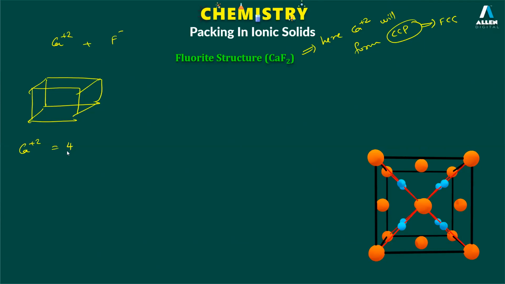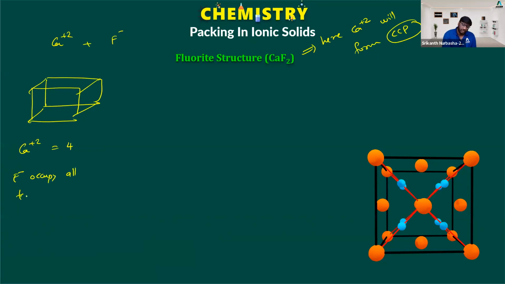All tetrahedral voids are occupied by F minus, which means 8 into minus 1, that becomes minus 8. The 4 Ca plus 2 will produce a charge of plus 8. All tetrahedral voids occupied by F minus will have a charge of minus 8. Okay. F minus occupy all tetrahedral voids, and total positive charge is equal to plus 8 and total negative charge is equal to minus 8.